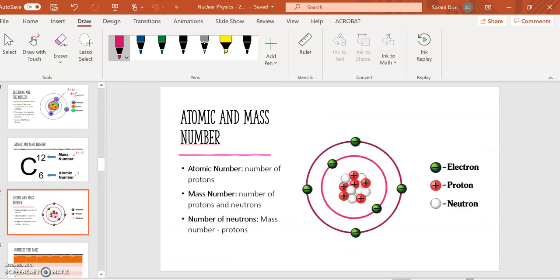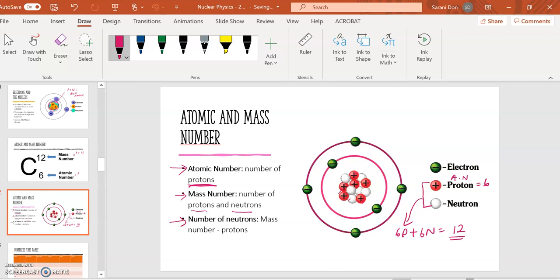Okay, this slide is also important, just summarizing things. The atomic number of an element is the number of protons. In this case, there are 1, 2, 3, 4, 5, 6 of these, which is also known as the atomic number. The mass number is the number of protons and neutrons, so that is both of these here. We know that there are 6 protons and there are 1, 2, 3, 4, 5, 6 neutrons, which means the mass number is 12 when you add them together.